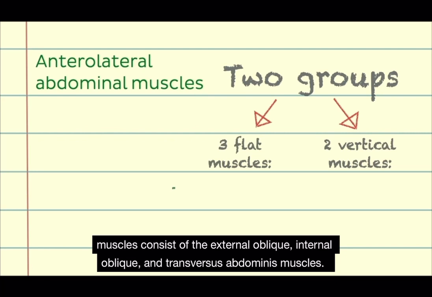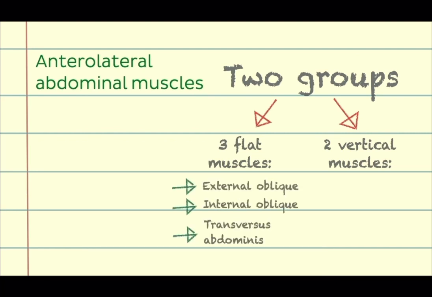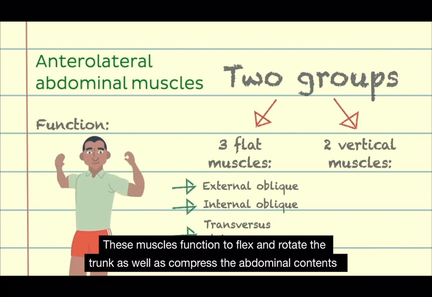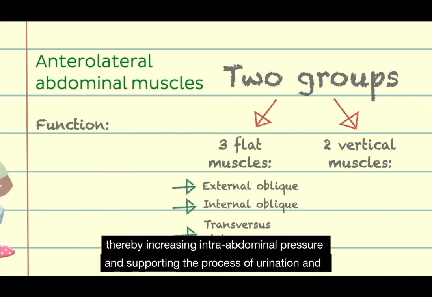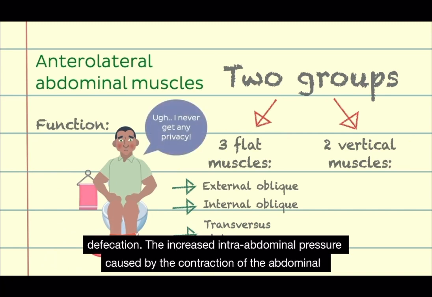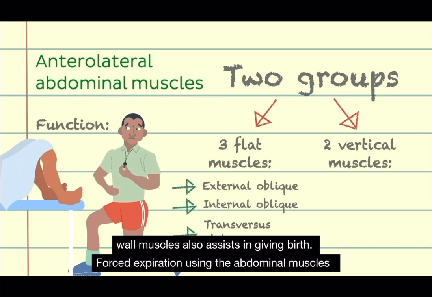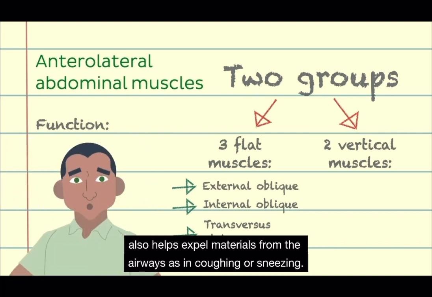The 3 flat muscles consist of the external oblique, internal oblique, and transversus abdominis muscles. These muscles function to flex and rotate the trunk as well as compress the abdominal contents, thereby increasing intra-abdominal pressure and supporting the process of urination and defecation. The increased intra-abdominal pressure caused by the contraction of the abdominal wall muscles also assists in giving birth. Forced expiration using the abdominal muscles also helps expel materials from the airways, as in coughing or sneezing.